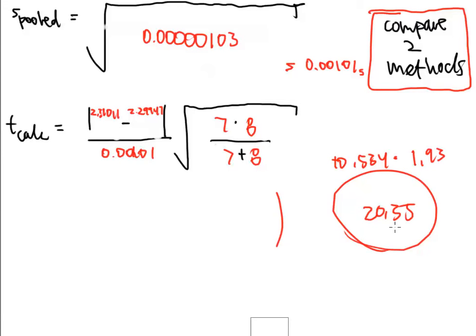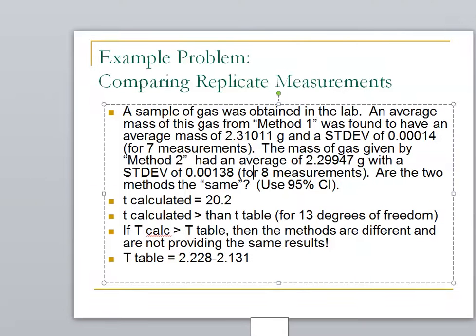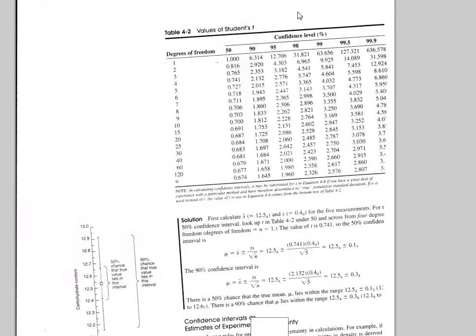Now, what does that number mean? That's my answer. Well, I've got to compare that to something. What do I compare it to? Well, I compare it to the student T. This is at 95% confidence level. There's 8 on one side, 7 on the other as far as measurements go. That's a total of 15 measurements, which would be 14 degrees of freedom. Notice 14 degrees of freedom's not here, but 15's there.